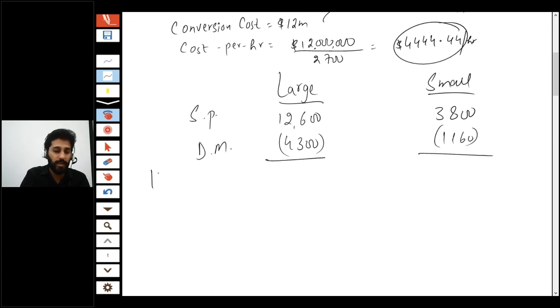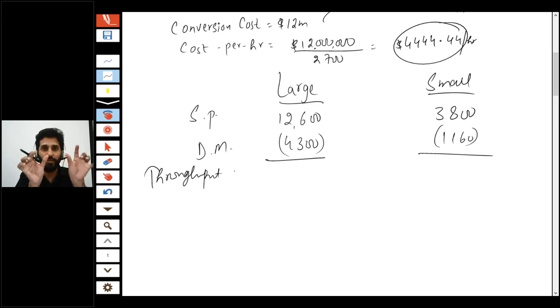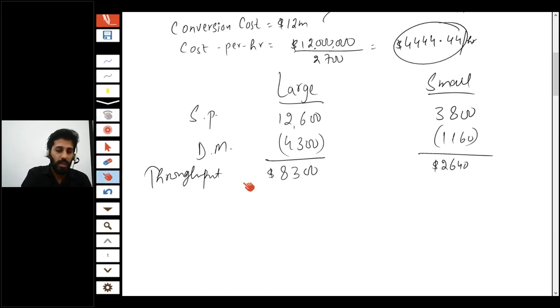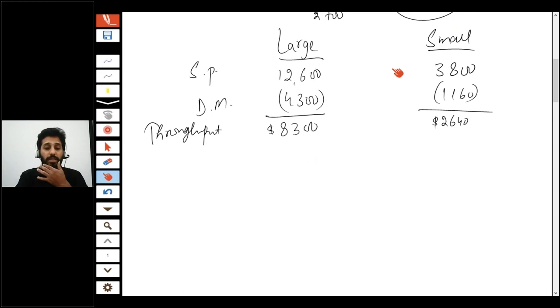And your resulting figure would be throughput, right? So 12,600 minus 4,300, that is $8,300. And here 3,800 minus 1,160, that is 2,640, right? And which process is the bottleneck?